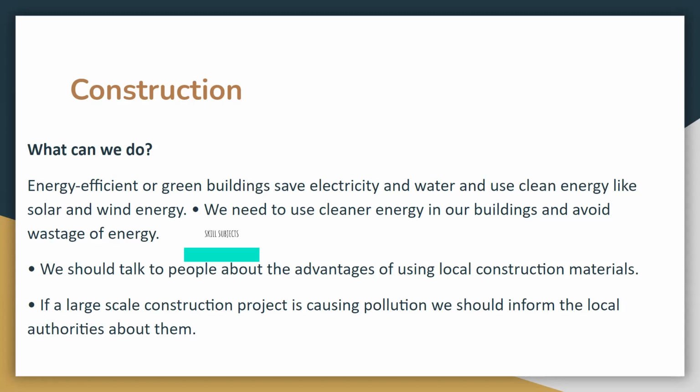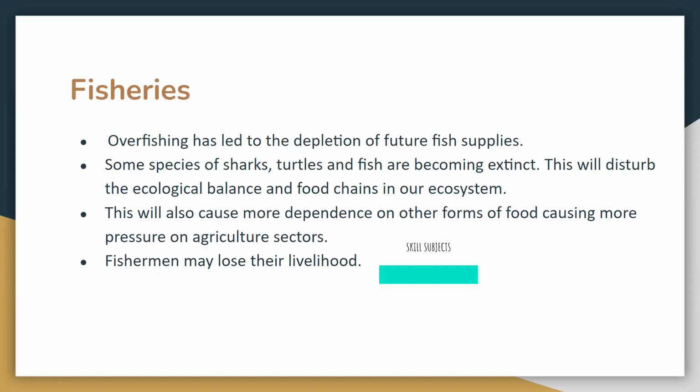We need to use cleaner energy in our buildings and avoid wastage of energy. Two, we should talk to people about the advantages of using local construction materials. And three, if a large scale construction project is causing pollution, we should inform the local authorities about it. You have to act as a very smart citizen, and you should take care that your environment is not getting affected because of these activities.